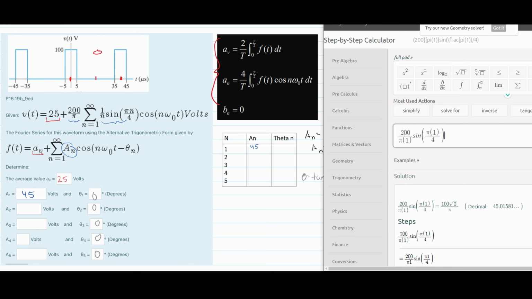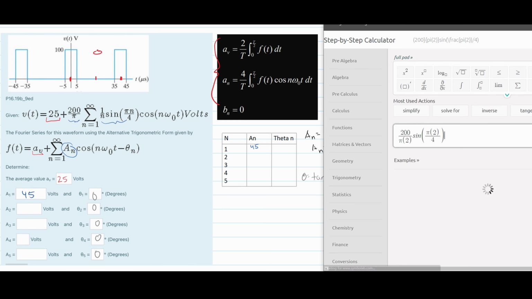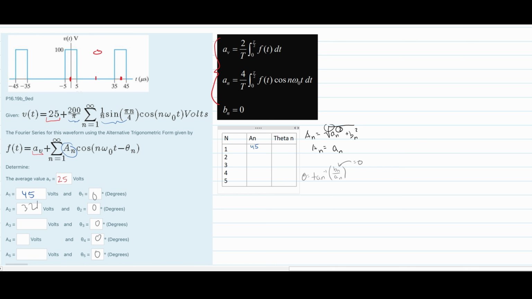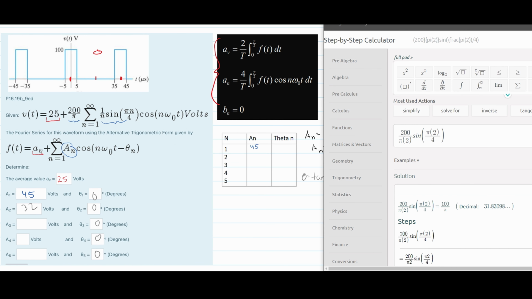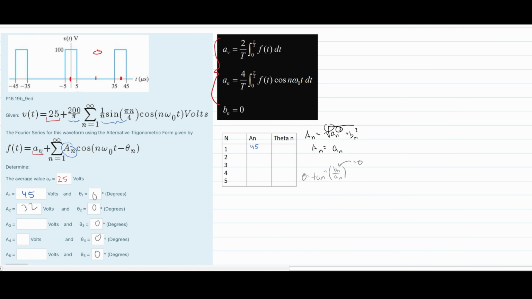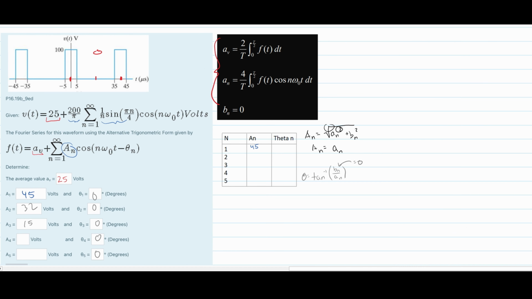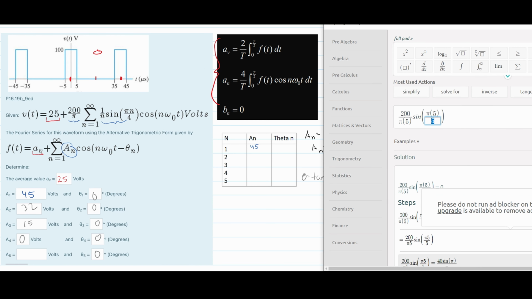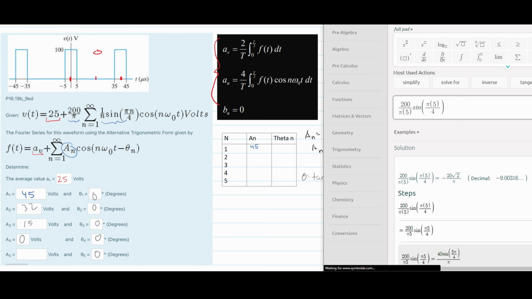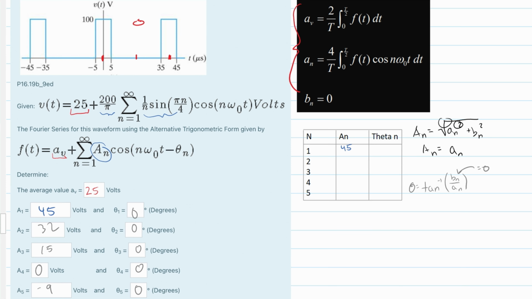So the next thing we would plug in is just replace this with 2. And so this is going to give us approximately 32. So we'll write 32 volts in here. And then we can do this again, where we replace this with 3. And this is going to give us approximately 15. So we plug that in there. And then we would plug in 4. So you would change this to 4. And then we would get 0 if we put in 5. But that should be a 4. And then we're going to get a -9. So these are all of our values here.